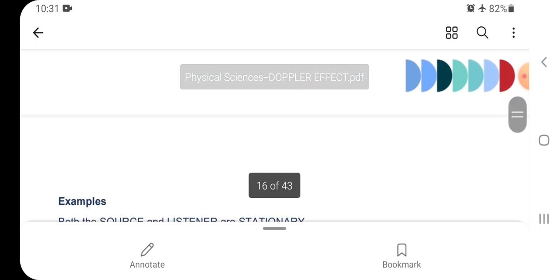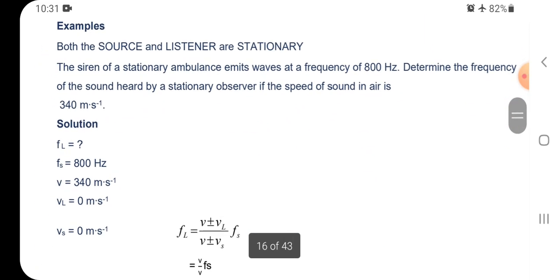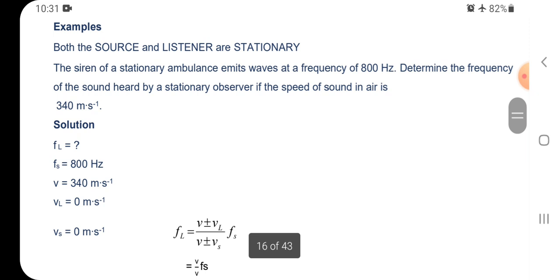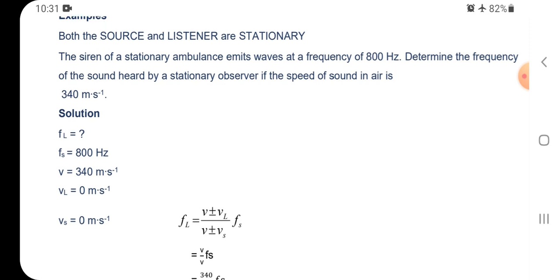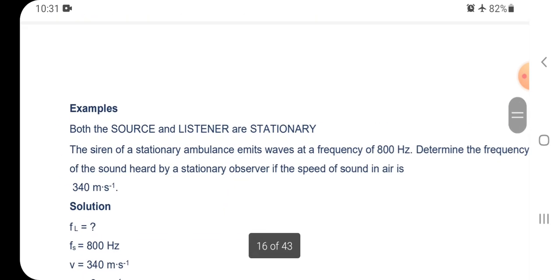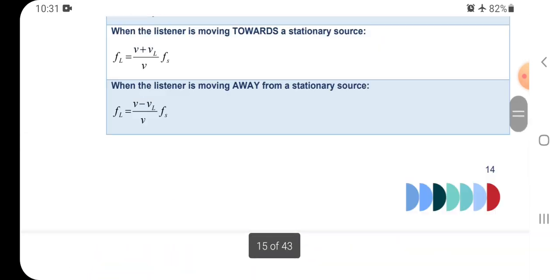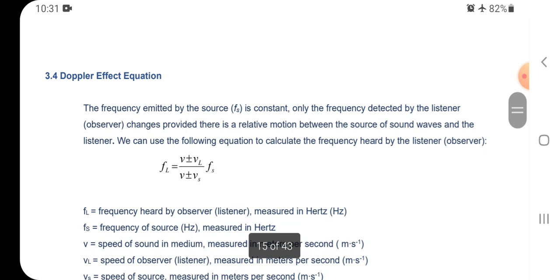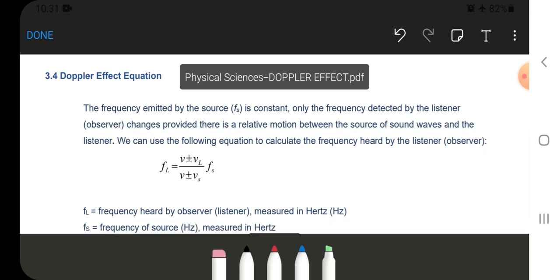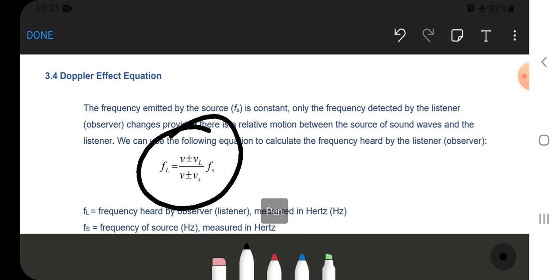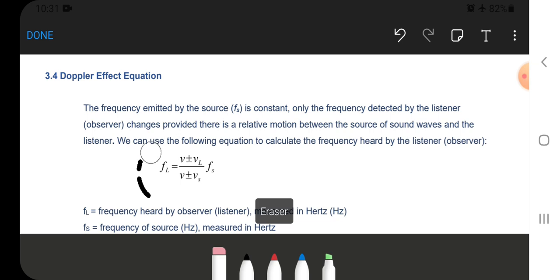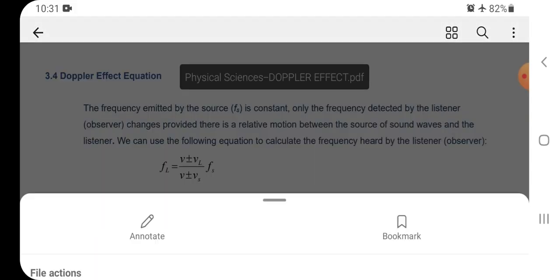It's a fairly easy topic. So let's look at an example. Both the source and the listener are stationary. If both the source and the listener are stationary, you can use the original formula because no one is moving away from anyone. So you use the formula that you are given here. That's what you use when both the listener and the source are standing still, just next to each other.